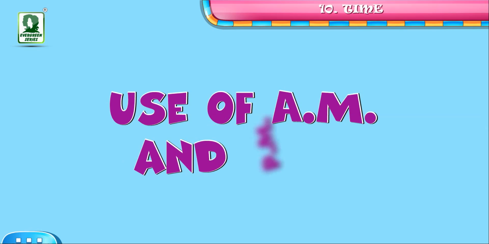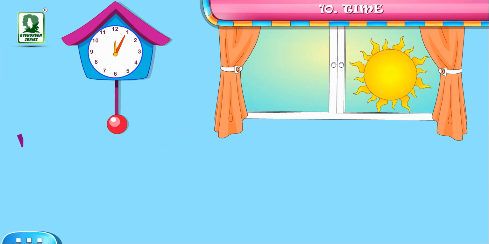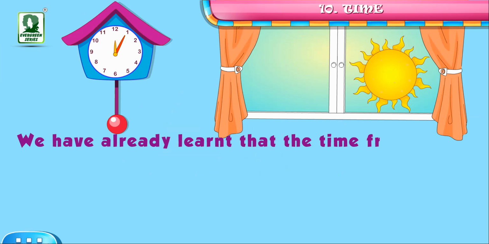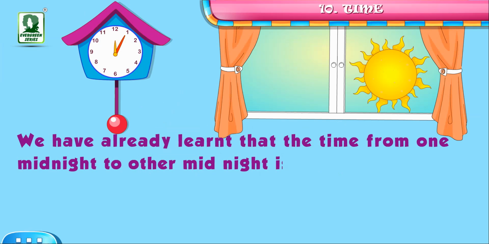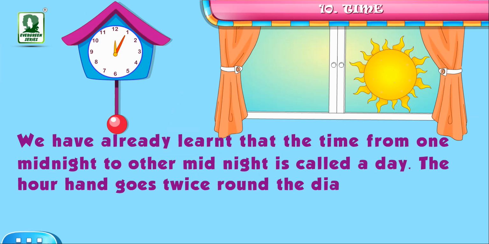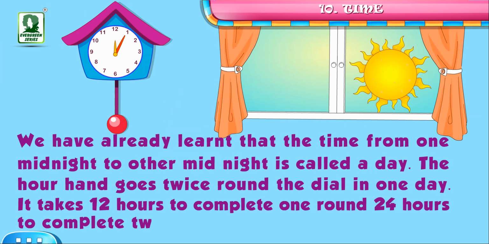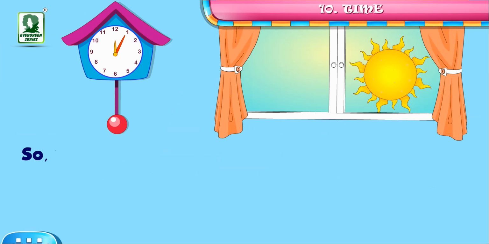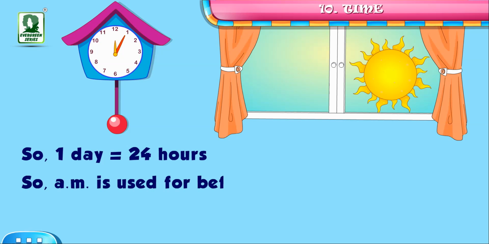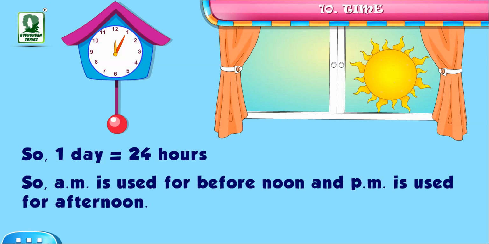Use of AM and PM. We have already learned that the time from one midnight to another midnight is called a day. The hour hand goes twice around the dial in one day. It takes 12 hours to complete one round, 24 hours to complete 2 rounds. So, one day is equal to 24 hours. So, AM is used for before noon and PM is used for afternoon.